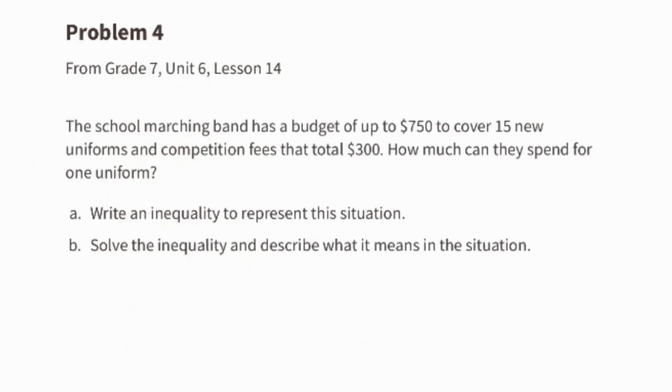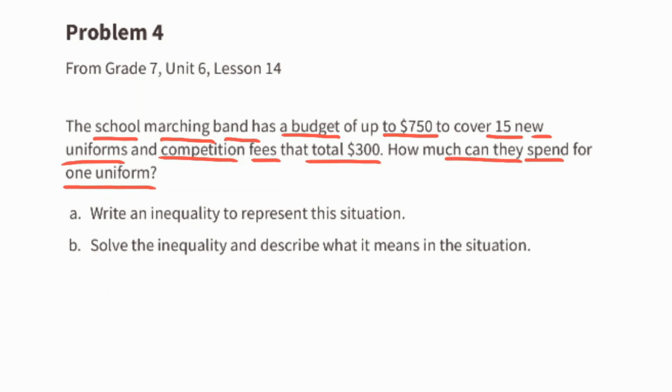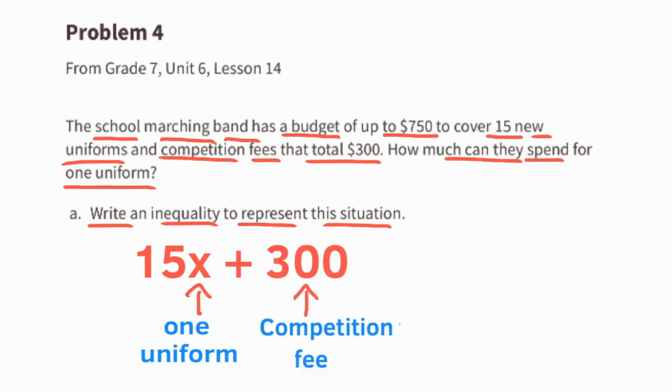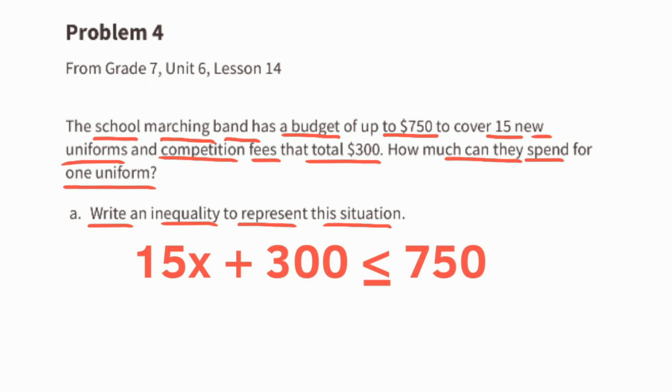Problem number 4 from 7th grade, Unit 6, Lesson 14. The school marching band has a budget of up to $750 to cover 15 new uniforms and competition fees that total $300. How much can they spend for one uniform? A. Write an inequality to represent this situation. 15 new uniforms, and let X represent the price for each uniform, plus $300 for the competition fees. This total amount has to be less than or equal to $750. This expression represents this situation.